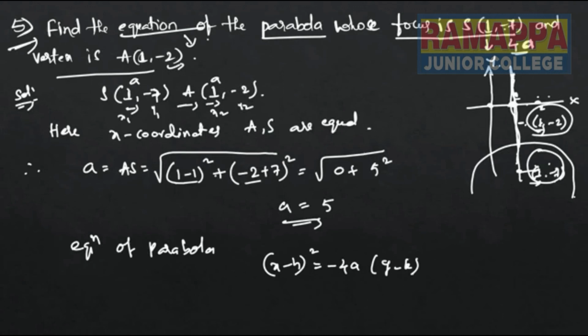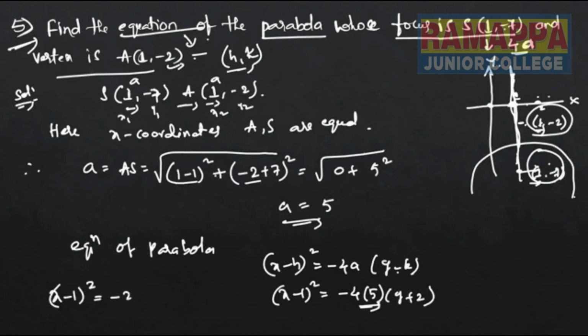Here the vertex is h comma k, we know already. So h is equal to 1: x minus 1 whole square is equal to minus 4a, where a is equal to 5, into y minus k. Since the vertex is 1 comma minus 2, it will become y plus 2. So 4 fives are 20. So x minus 1 whole square is equal to minus 20 into y plus 2 is the answer here. If you want, you can also expand x minus 1 whole square, and then bring all the terms to the left side of the equation. That will also be the equation of the parabola.